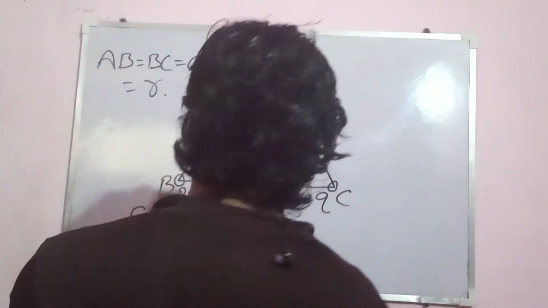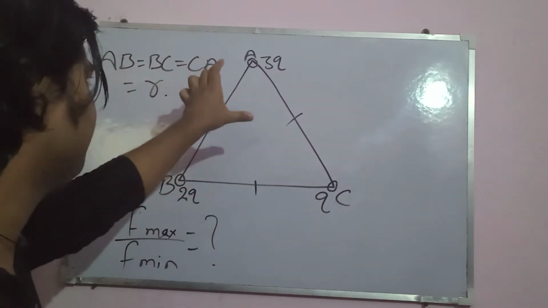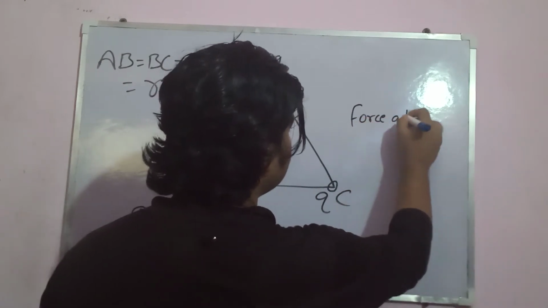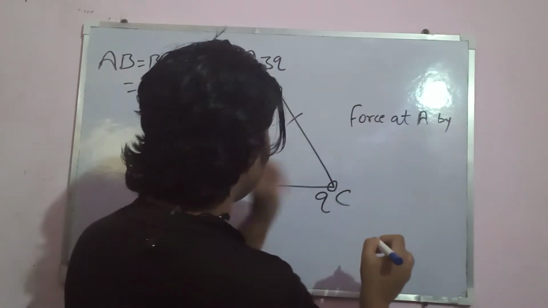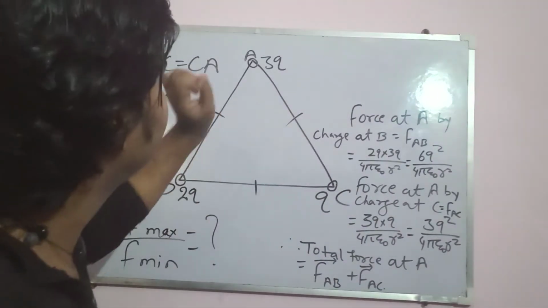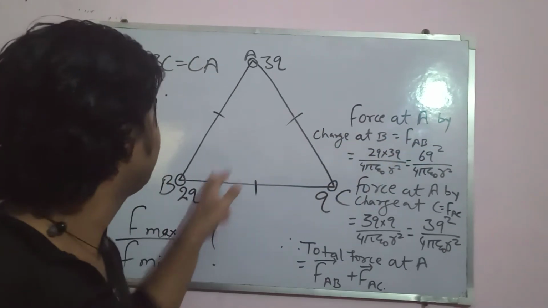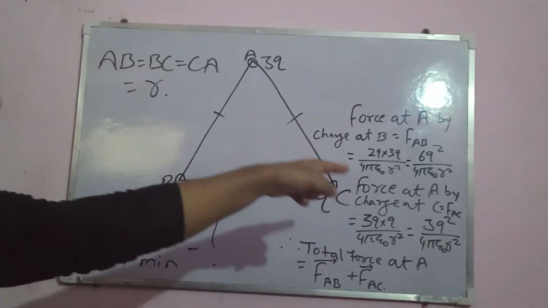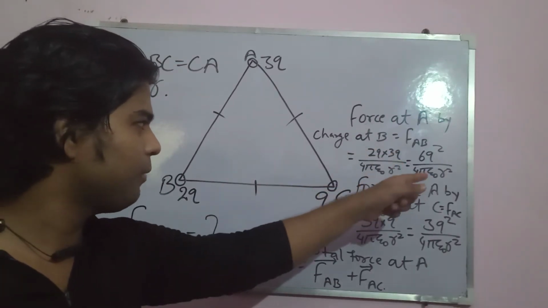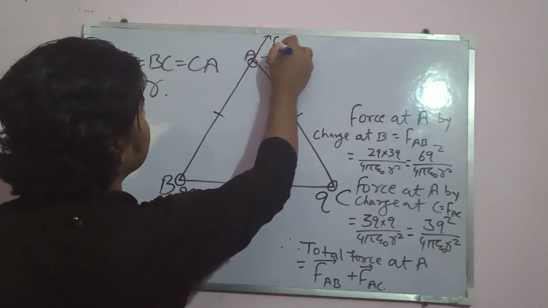Now, our third step, quantitative analysis. We have to identify the forces at A, the force at A by B and C. Force at A by charge B, normally that is FAB, with charges 2Q and 3Q, and this distance is R. So the force at A by charge B is equal to 6Q squared by 4 pi epsilon naught R squared, and that force is in this direction.